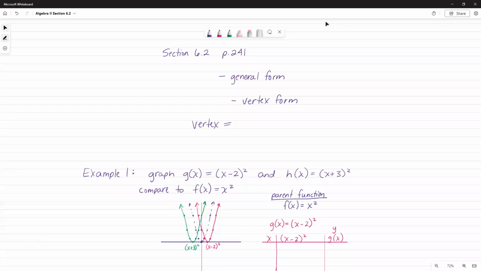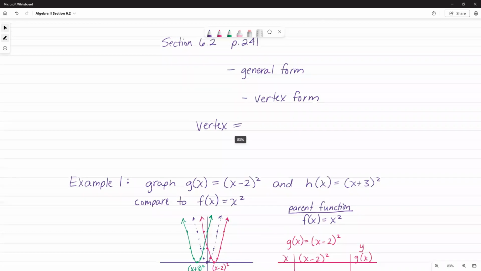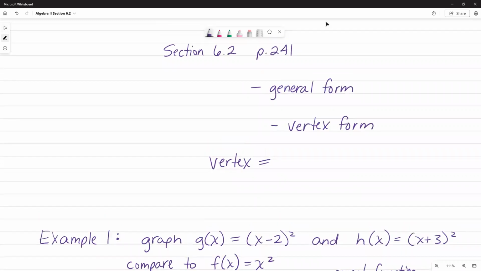This lesson introduces section 6.2, which covers some specific quadratic functions involving the vertex. We did a quick review in class of the general form of the quadratic function, which is ax squared plus bx plus c, where ax squared is your quadratic term, bx is your linear term, and c is your constant term.